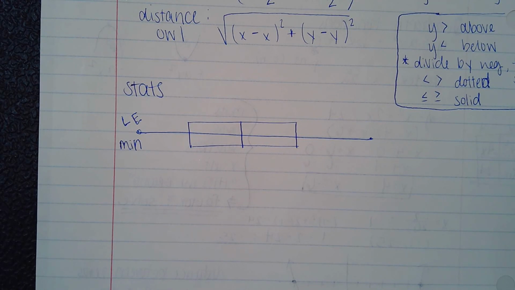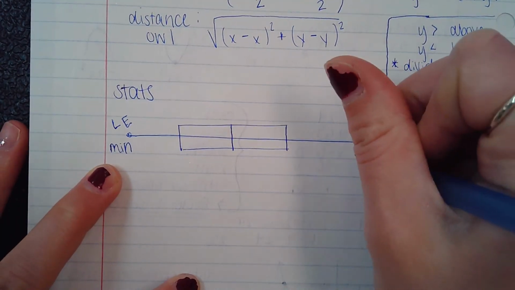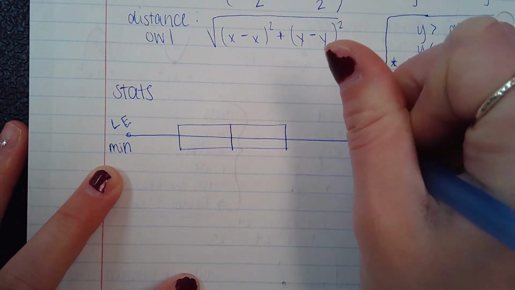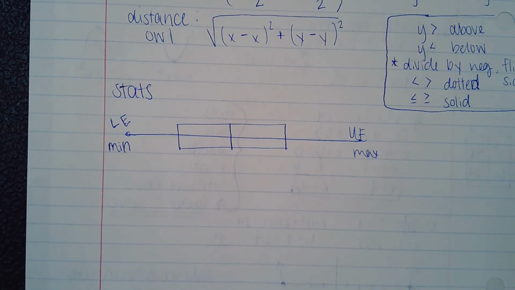What about on the opposite end, all the way at the top? What would this be? Your maximum, or what else might they call it? Your upper extreme. Good. What else do we know?